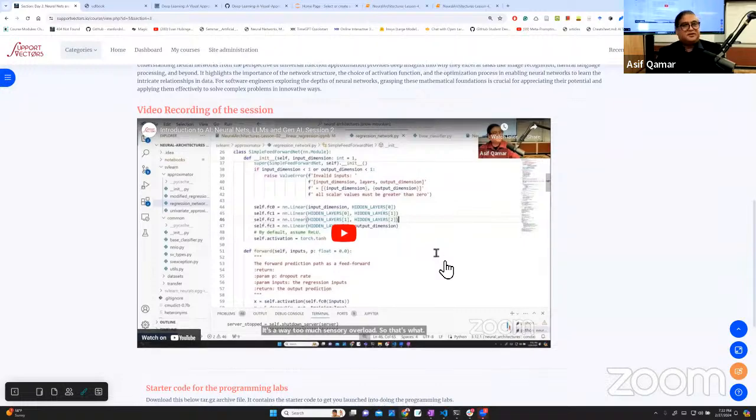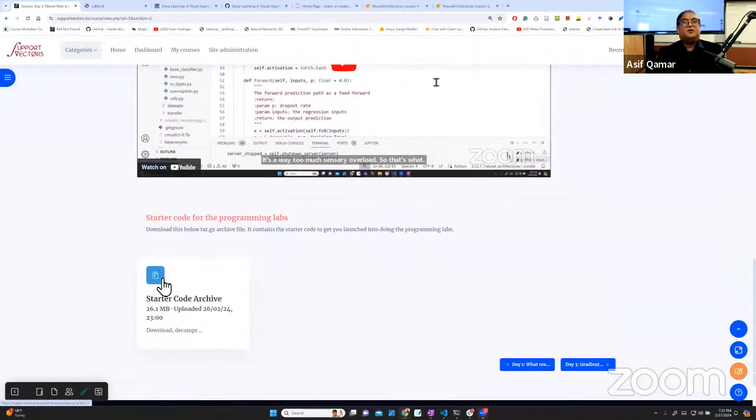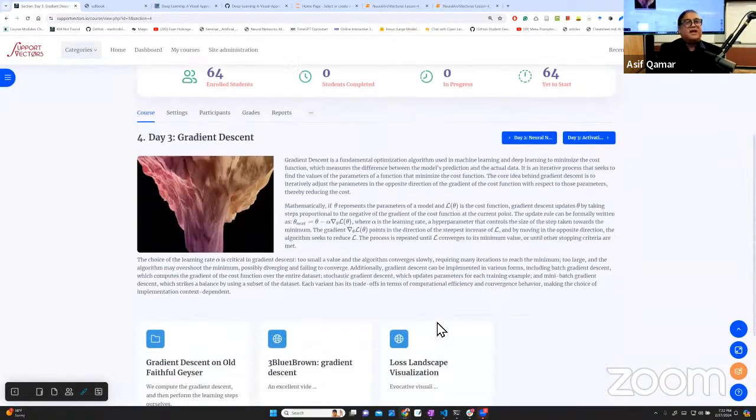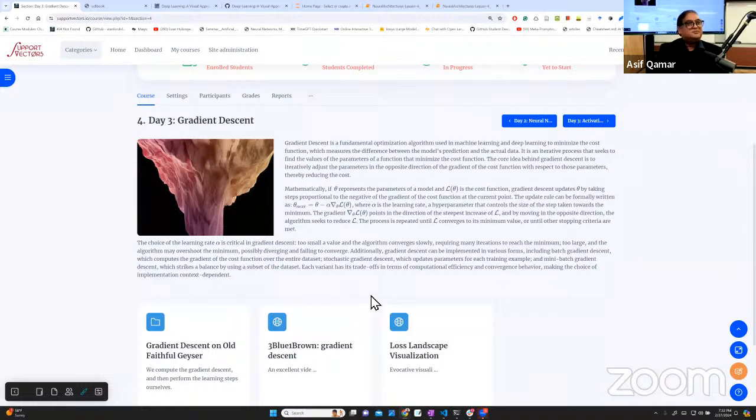So here is the video recording, and here is the starter code that you all are familiar with. Right? Does everyone have that? If you don't have it, since you have access to the portal, you can go download it. Today, we are going to do two things. I left you folks on a cliffhanger. So how does the machine learn?